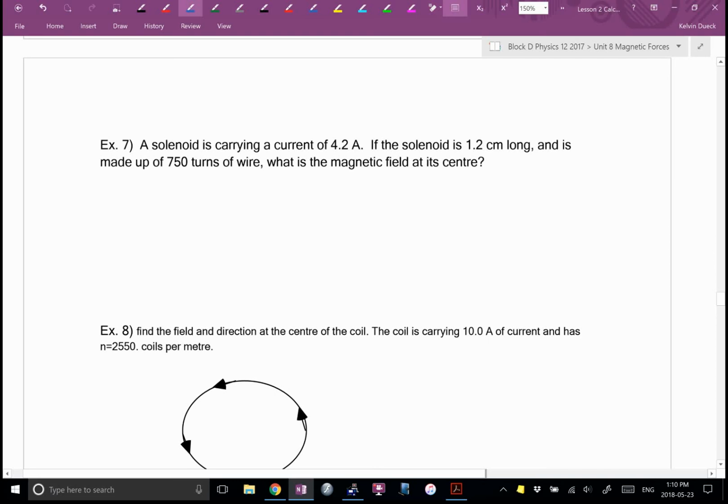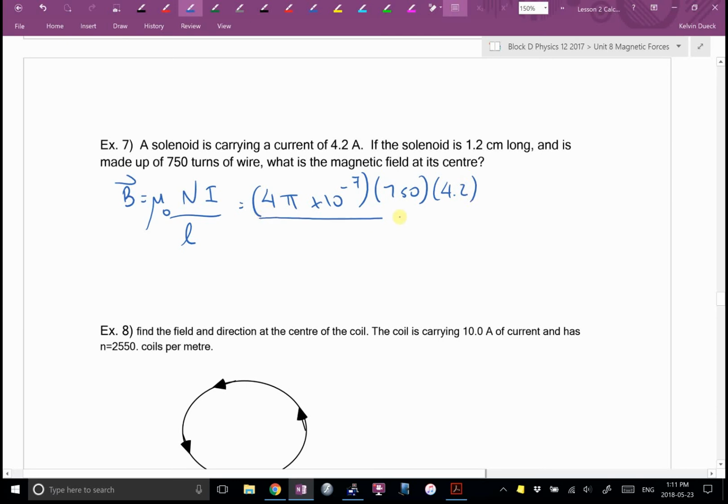What's the symbol for magnetic field? We're talking about a solenoid. It's going to be mu naught N times I over L. Lyndon, what was mu naught? 4 pi times 10 to the negative 7. N is the number of coils of wire or turns of wire. How many loops of wire? 750. What's the current? 4.2. What's the length? Don't say 1.2. 0.01.